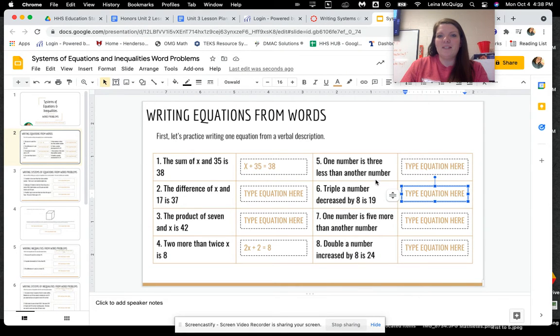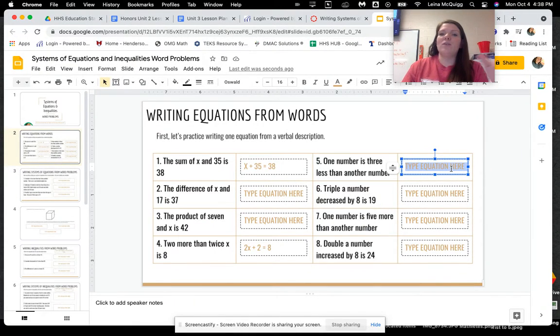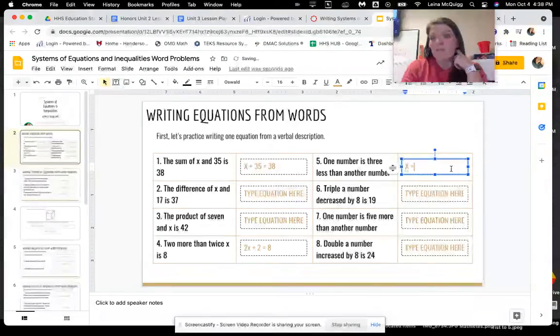One number is 3 less than another number. I think we can write this one. Oops, I didn't mean to drag that over. Here we go. One number is 3 less than another number. I have 2 numbers that I don't know, which means I need 2 variables. For one number, let's just use x. Is means equals. 3 less means that we are going to use subtraction, which means we're getting smaller.